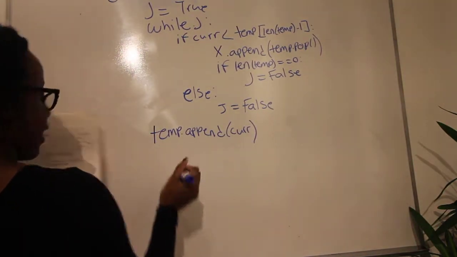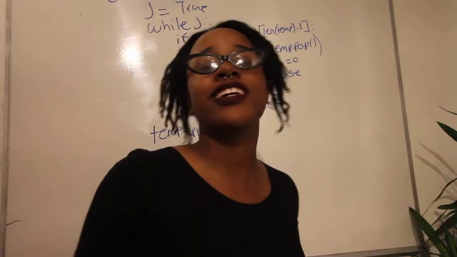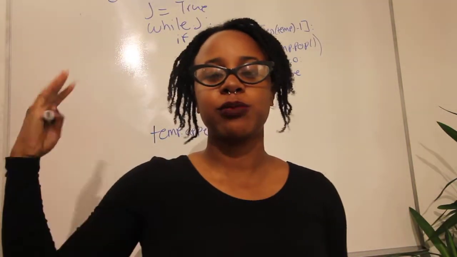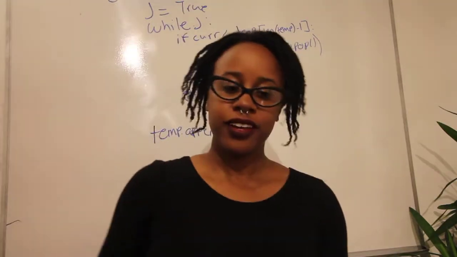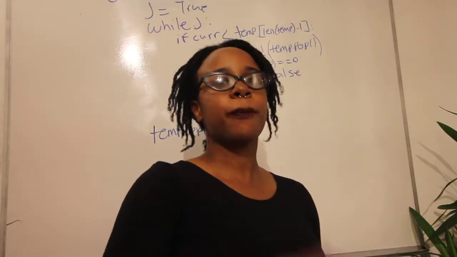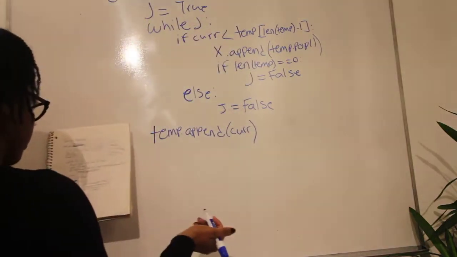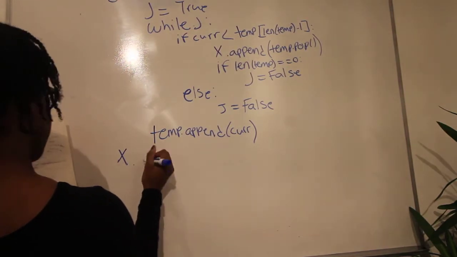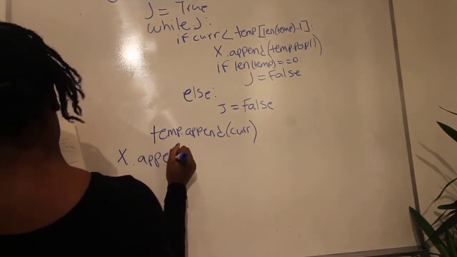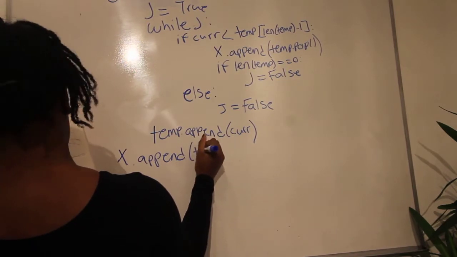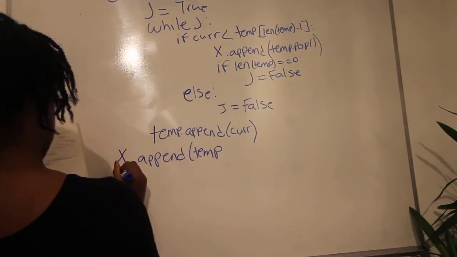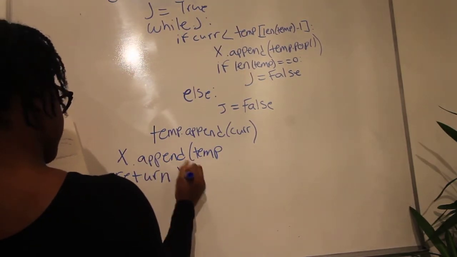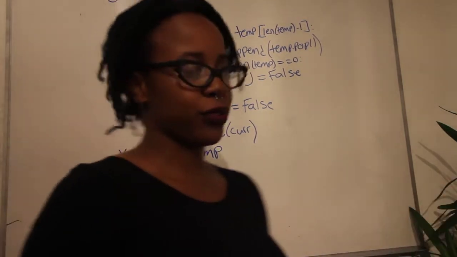And then after that, finally, once everything is done and all of the temporary array has been sorted, we're gonna flip the temporary array onto the main stack. So what we're gonna do is x dot append temp, and then we're gonna return it. Return x. So there you have it. That is all the code.